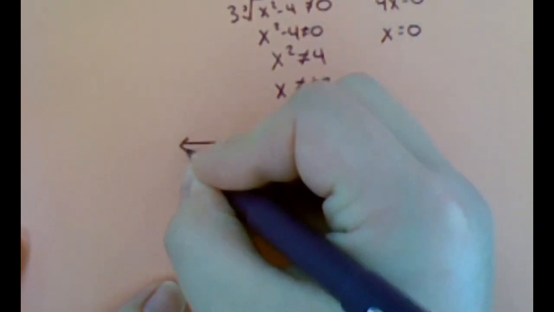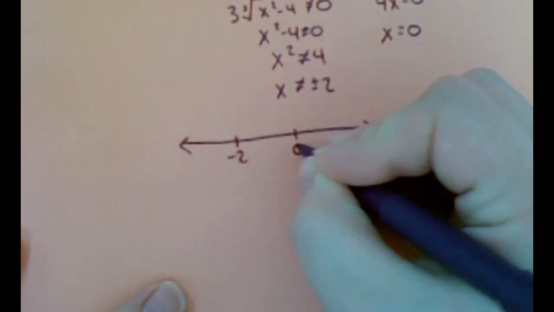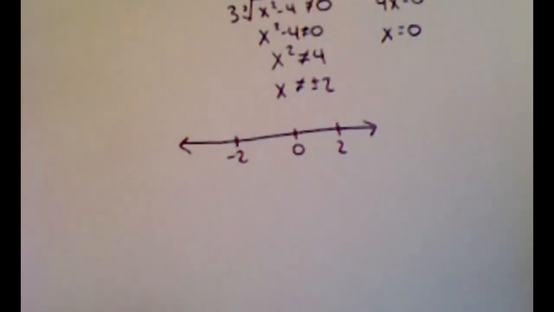Put those on my number line in order, and pick a value in each interval to plug into the derivative, just to determine whether it's positive or negative. So let's see here.